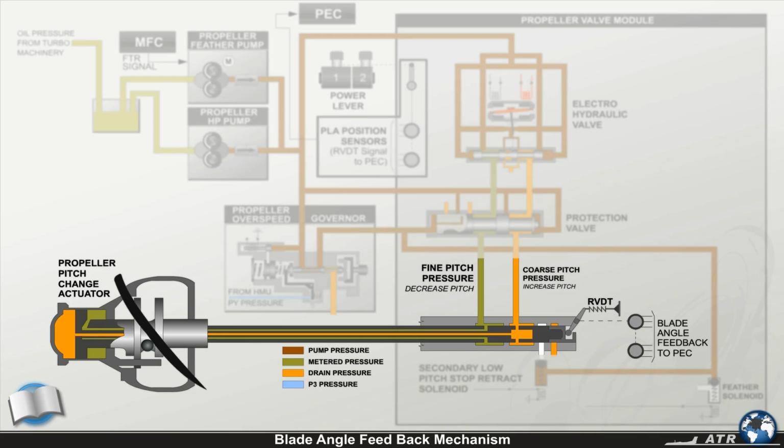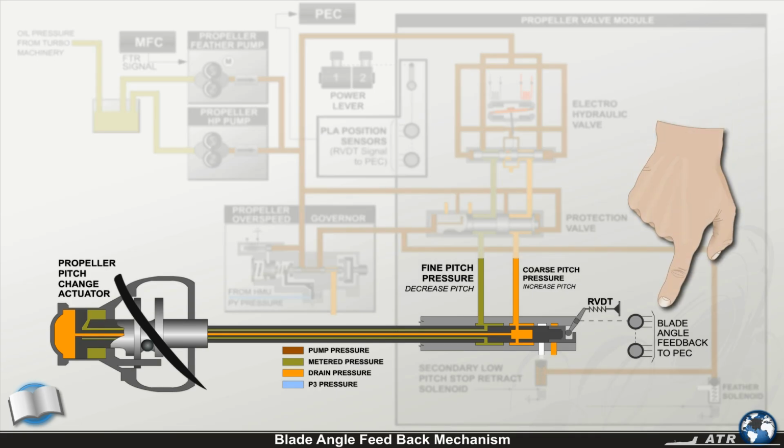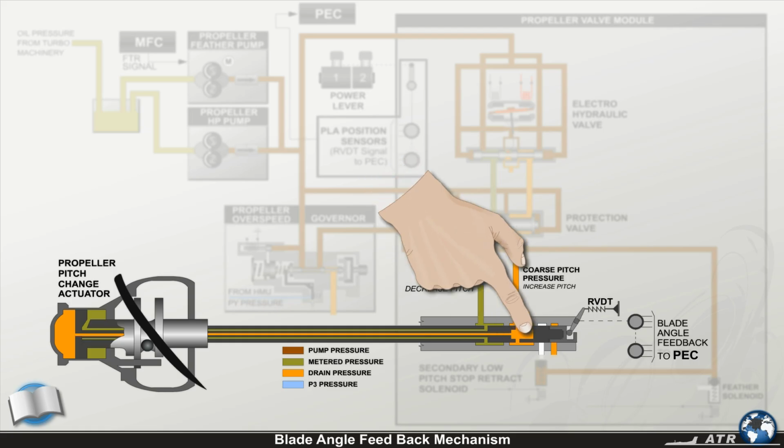The blade angle feedback mechanism is used to give an indication of the propeller blade angle to the PEC. The mechanism is operated by the axial movement of the oil transfer tube acting on a double RVDT, giving blade angle feedback to both primary and backup PEC channels.